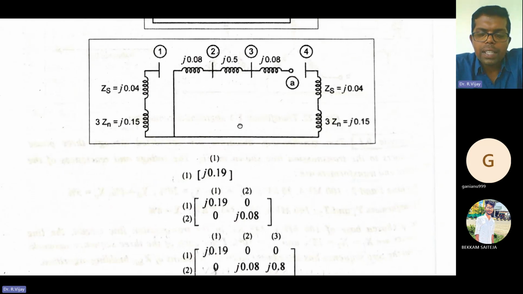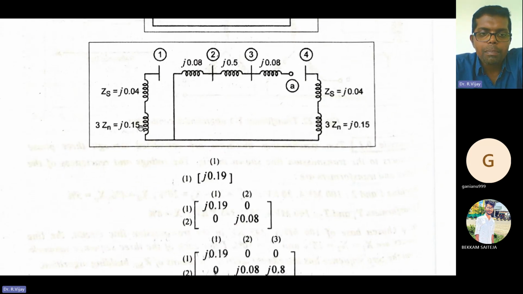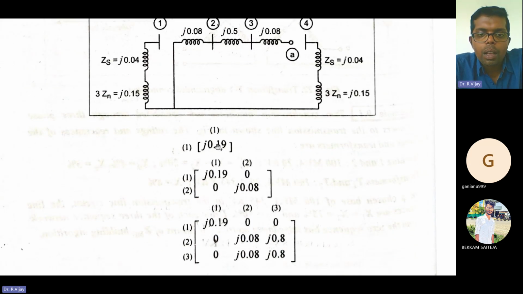Now the first thing is that you need to take the first bus. For example, this is node 1, node 2, node 3, and node 4. At node 1, two elements are connected in series, so you need to add them. 0.15 plus 0.04 is 0.19. This is the reference bus, and this is the new node, new bus 1. In that, two elements are connected in series, so we add them, and the 1 cross 1 matrix is 0.19. So easily we wrote the 1 cross 1 matrix.